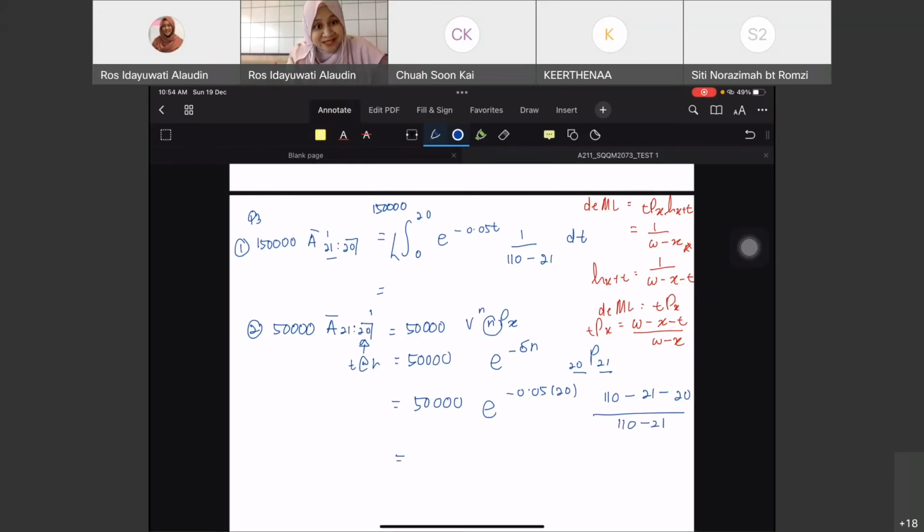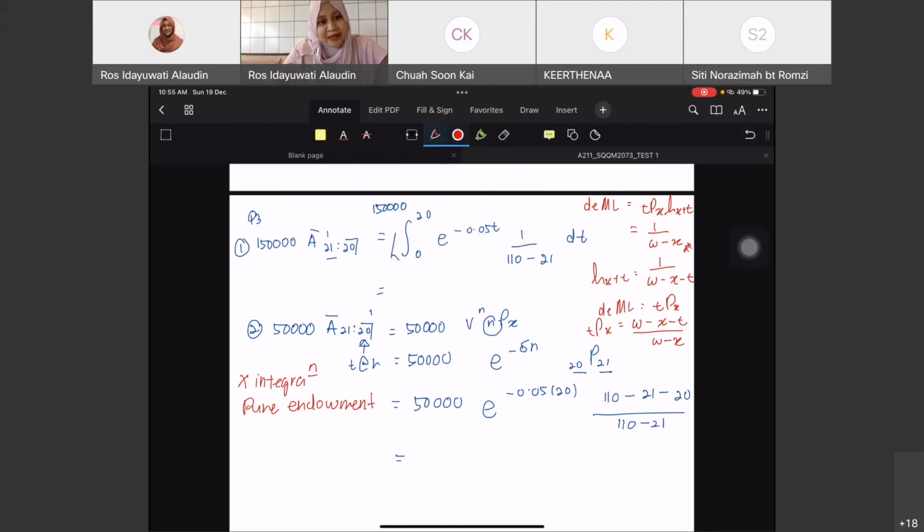So we don't have to integrate for the pure endowment. Remember, no integration for pure endowment. Why? Because we pay for the survival benefit. So we put the exact age where after age 20, if he still survives, he will get the benefit.